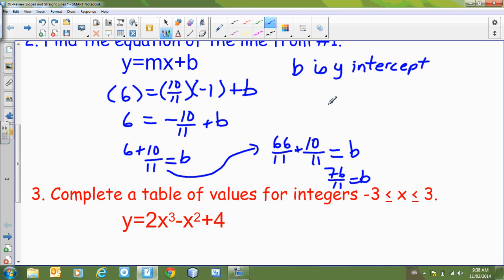And so my equation is y is equal to 10 elevenths of x plus 76 elevenths. Ooh, that was ugly.